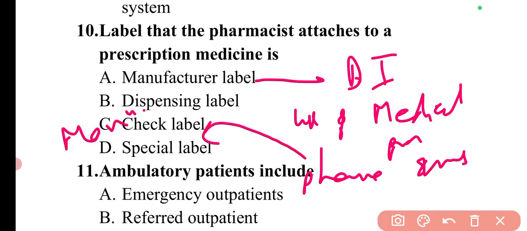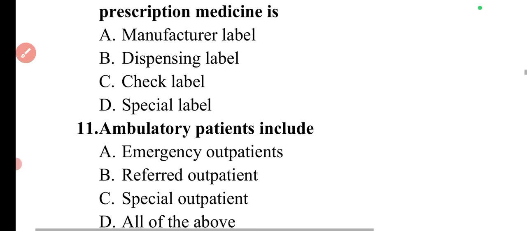So basically this includes the drug manufacturing things, like if you can see the label behind the any strips of tablet or capsules, so there you will find the different information regarding the manufacturing. So those all information are given in the manufacturing label.